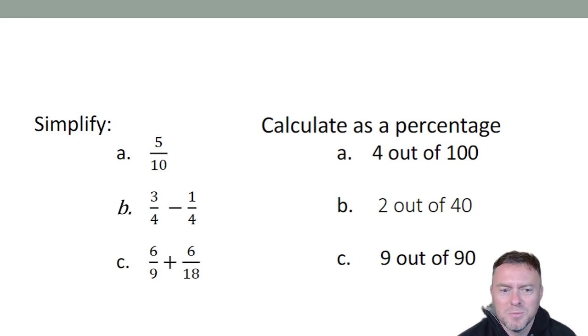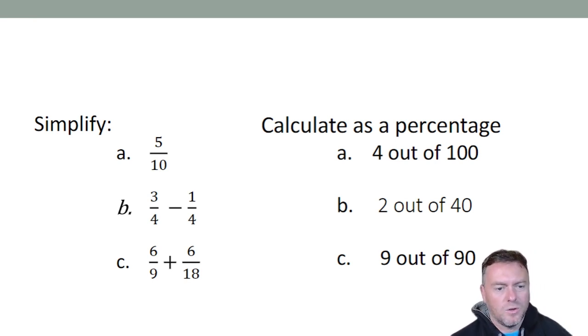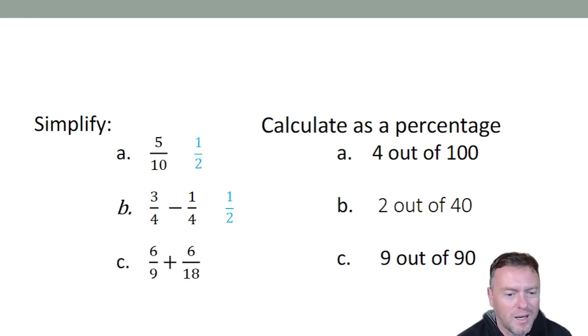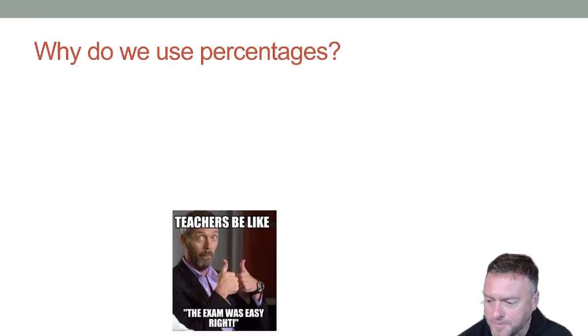But before we start, just pause the video and have a go at this little warm up. Cool. So for the first one, you should have worked out that was a half. The next one was also a half. The next one was then equal to 1. And then 4 out of 100 is the same as 4%. This is then 5%. And then 9 out of 90 is 10%.